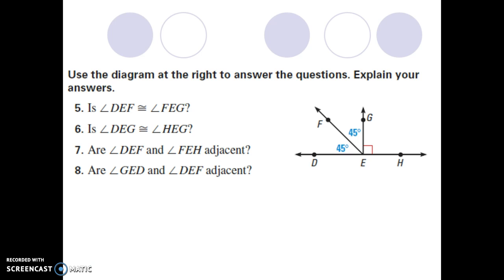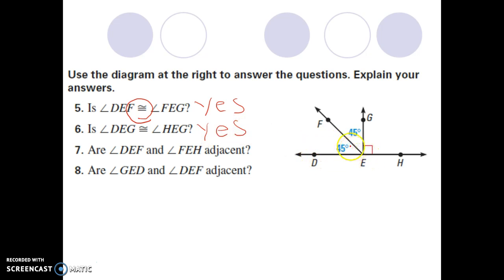Now, to look at these practice examples, it asks us: is angle DEF congruent to angle FEG? I know they're talking about congruence because of this symbol right here, and congruent means same measure. These are each 45 degrees, so I can say yes. Angle DEG, so 45 plus 45, would equal 90. And angle HEG is also equal to 90. So again, I can say yes, these are congruent as well.